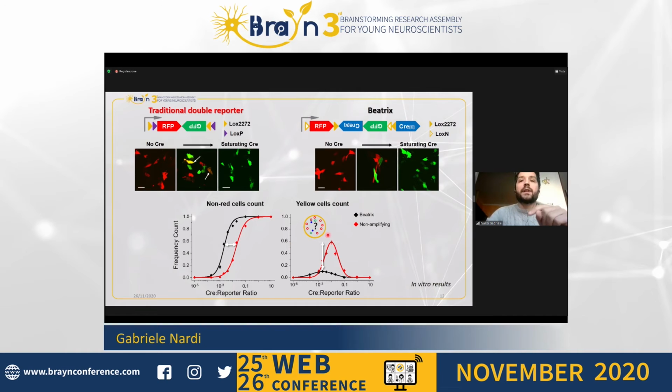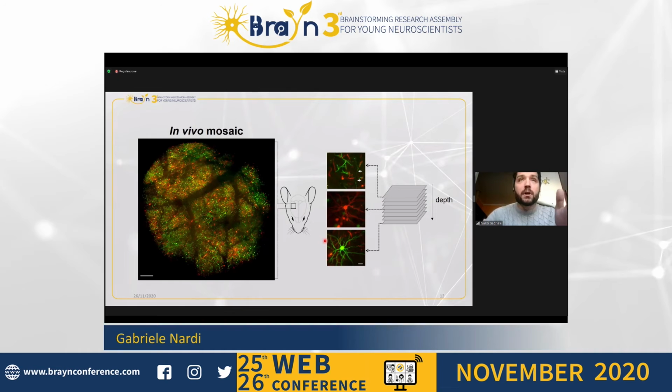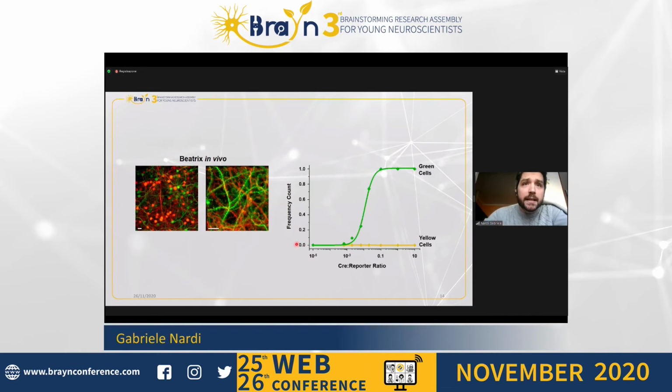And most importantly, the number of yellow cells was significantly reduced. So we were happy. We moved in vivo, transfecting neurons with in utero electroporation and looking at them with 2-photon imaging. We obtained these wonderful mosaics, and we confirmed that Beatrix performs better than non-amplifying reporters. And in the end, we obtained this plot here that shows that we have been able to realize what we were talking about at the beginning.